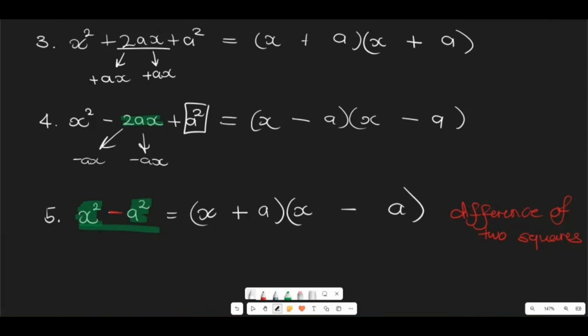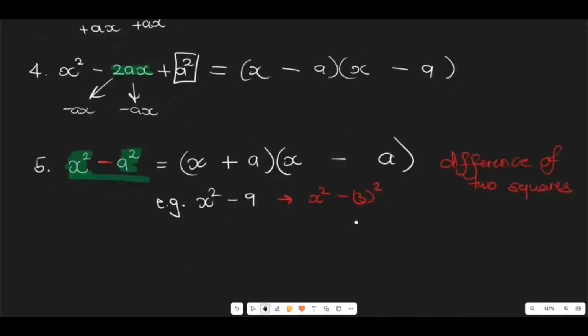Are you guys fine with this? So let's maybe do an example of difference of two squares, right? A difference of two squares example would be, let's say, x squared minus 9, right? So x squared minus 9, remember, we can write this as x squared minus 3 squared, right? And then that's when you identify that this is a difference of two squares.